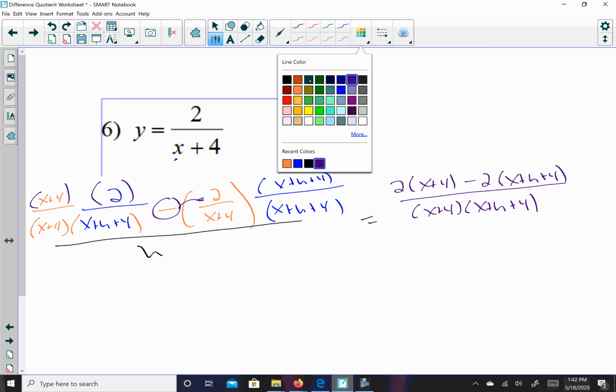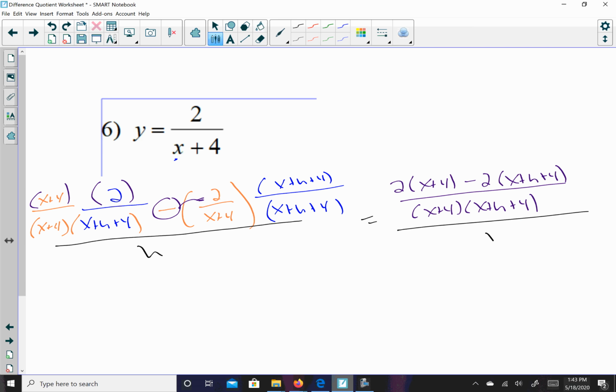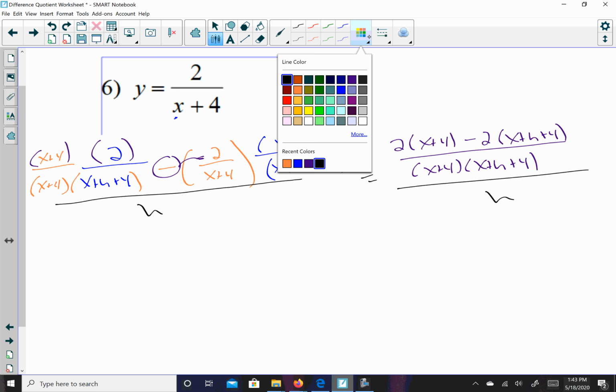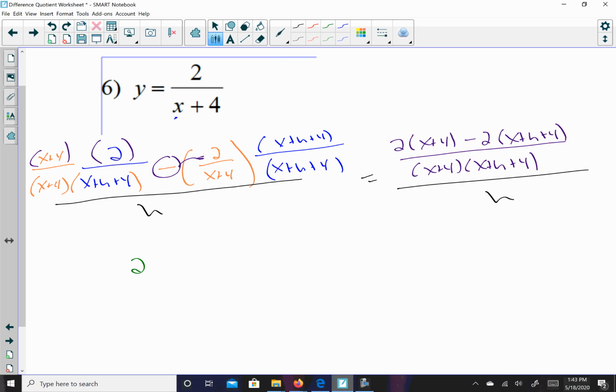And this whole thing is over h. So it's like a compound fraction. It's a fraction within a fraction. So going down here, when I distribute this 2, I'm going to have 2x plus 8 minus, and now I'm going to distribute this negative 2, minus 2x minus 2h minus 8, all over my denominator, which is x plus 4 times x plus h plus 4.